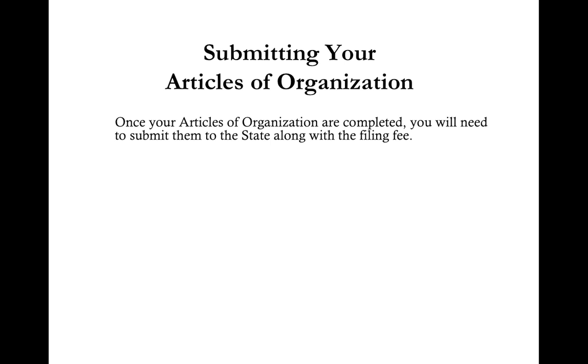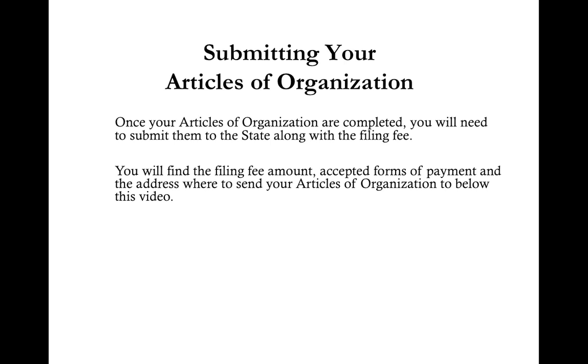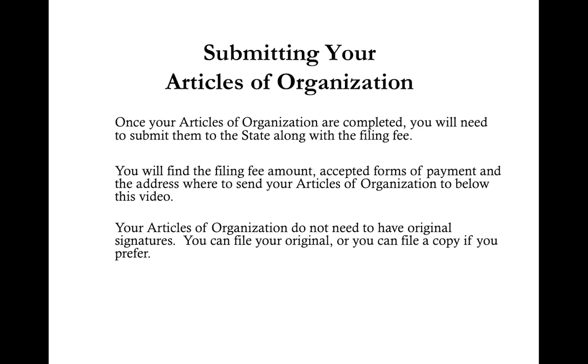Once your Articles of Organization are completed, you will need to submit them to the state along with the filing fee. You will find the filing fee amount, accepted forms of payment, and the address where to send your Articles of Organization below this video. Your Articles of Organization do not need to have original signatures. You can file your original, or you can file a copy if you prefer. It is a good idea, however, to keep a copy for your business records.